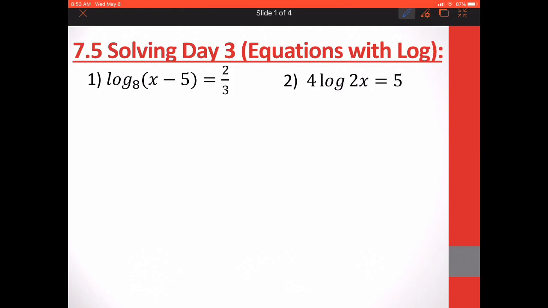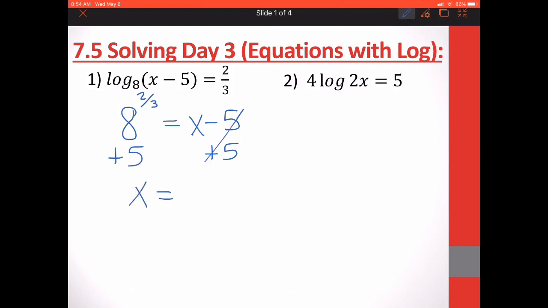So we find our base, whatever the base of the log is. This one has base 8. And then the power is what the log was equal to. So 8 to the 2/3 power equals whatever the log was of, so x minus 5. In order to solve for x, all we have to do is get x by itself now. So we're going to add 5 to both sides. So x will equal 8 to the 2/3 plus 5.